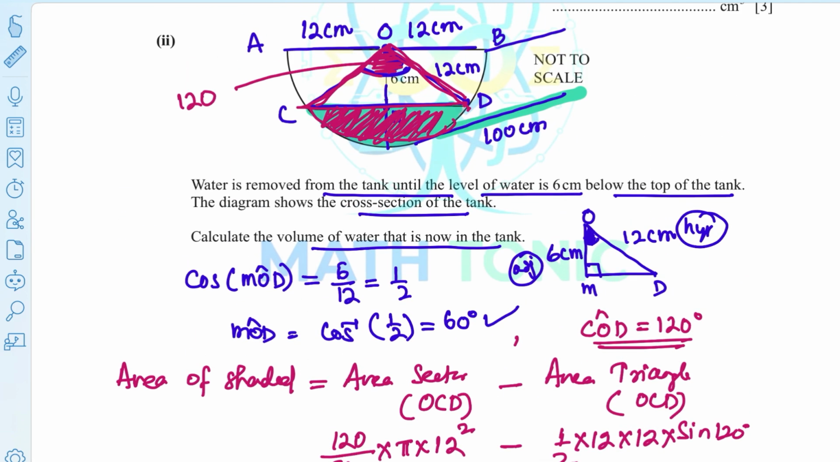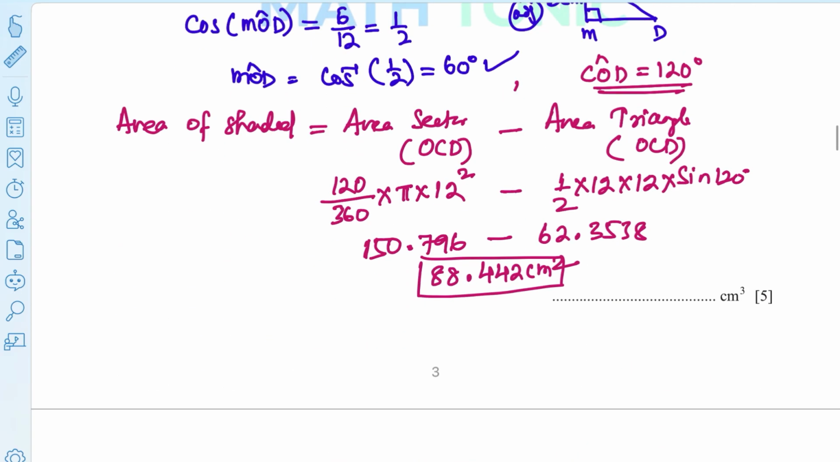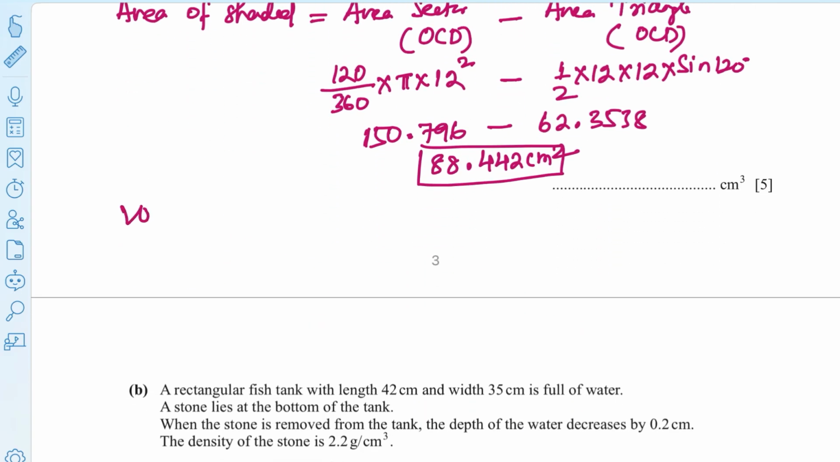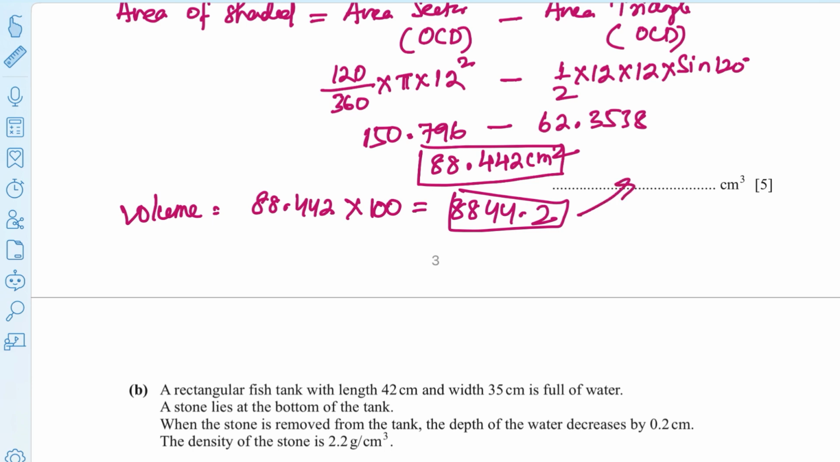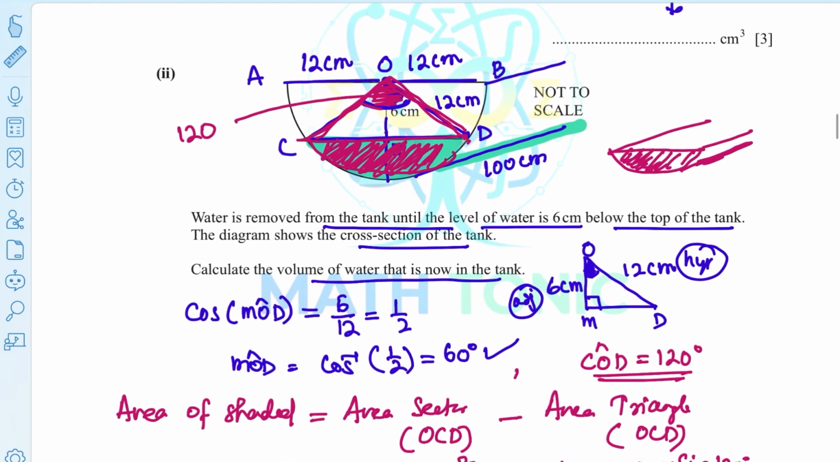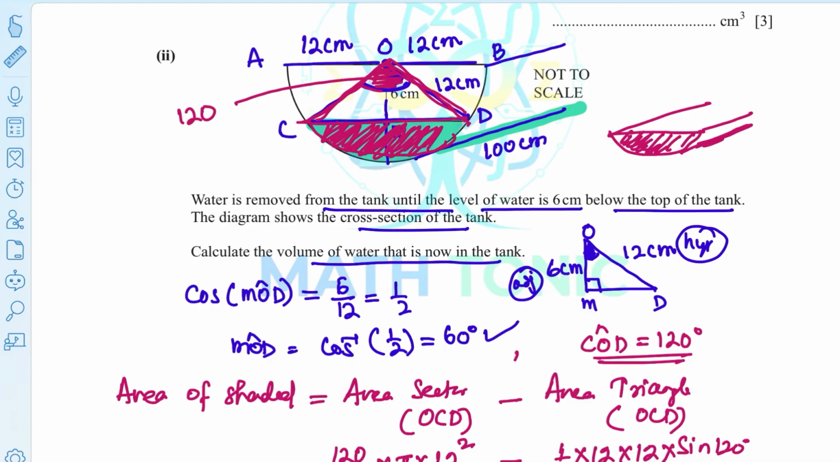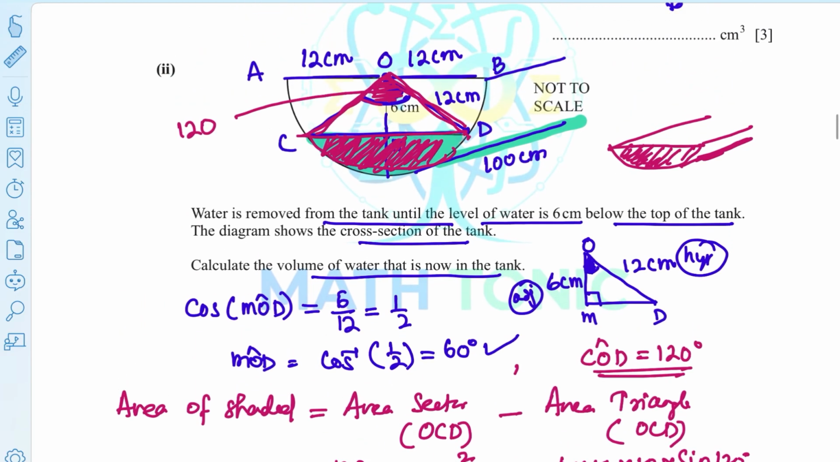Now how to find the amount of water? Simple. This is the amount of water which we have. This is the cross section, and this is the length we have. So how to find this? Simple. Area of cross section times length gives you the volume, right? So the volume of water equals 88.442 times 100, as the length is given, so it will be 8844.2 centimeter cube, which is the answer to this question. Okay, so if you think we are going very fast, pause the video and try to learn what I have done in this question. Clear everyone? Okay, next.